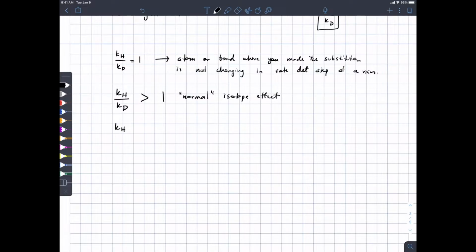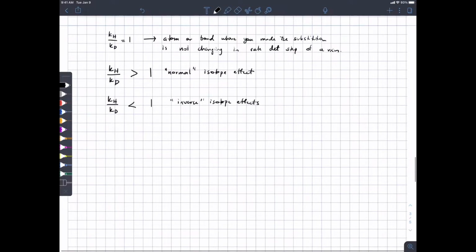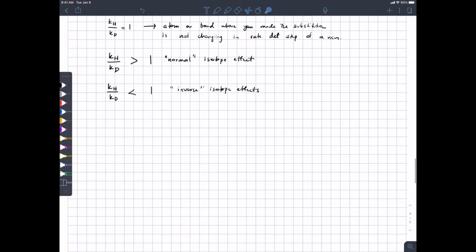If the ratio is less than 1, that's called an inverse isotope effect. As to what the implications are, we're going to need to talk about a little bit of pchem and vibrational bond vibrations to get a sense for that. But just globally, this is what people will say. If you hear people talk about a normal isotope effect, they mean it's faster for hydrogen than for deuterium. If they say inverse, they mean it's slower for hydrogen than deuterium.